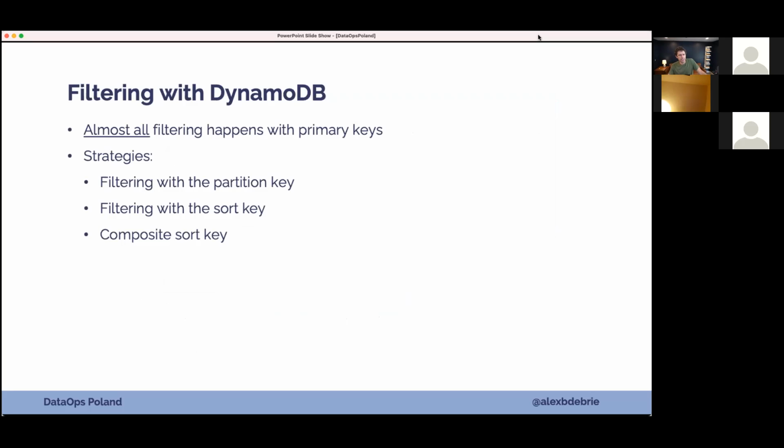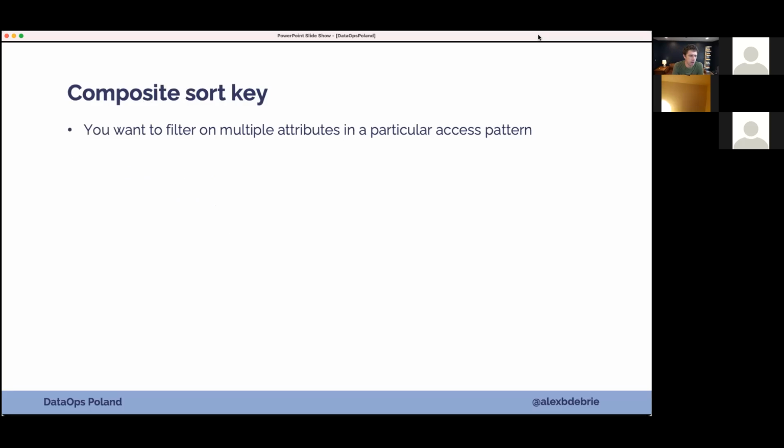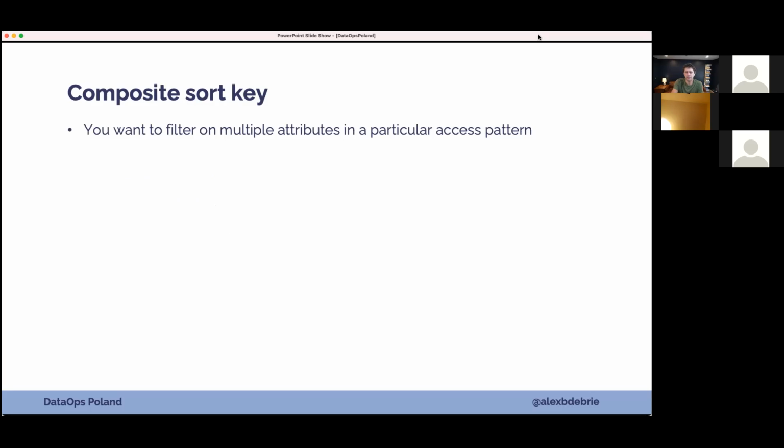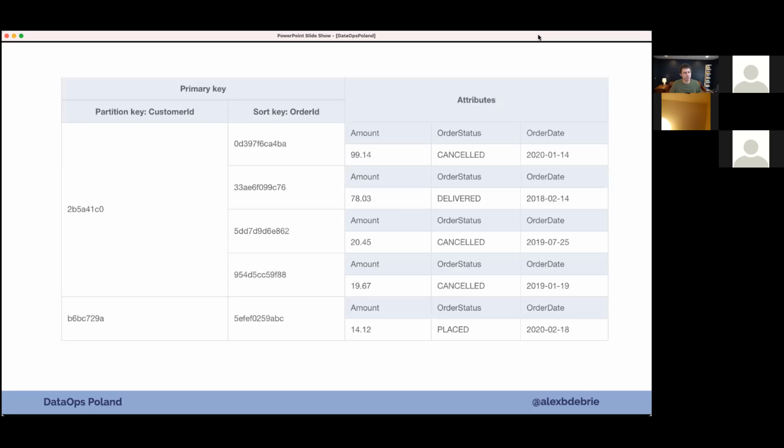All right, next strategy is you can use what's called a composite sort key. So I talked before about a composite primary key, but you can even encode multiple values into your sort key to allow some filtering that way, right? So the situation here is maybe you want to filter on multiple attributes in a particular access pattern. So imagine you have like an e-commerce store and your primary key is customer ID and order ID. You have these other attributes like amount, order status, order date.